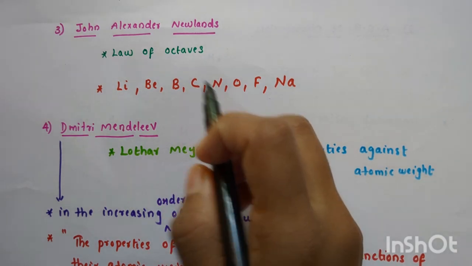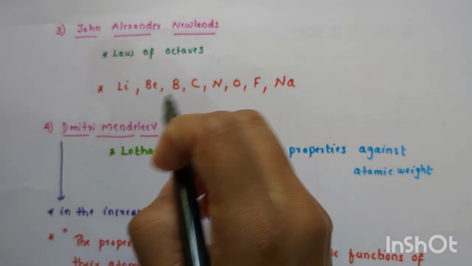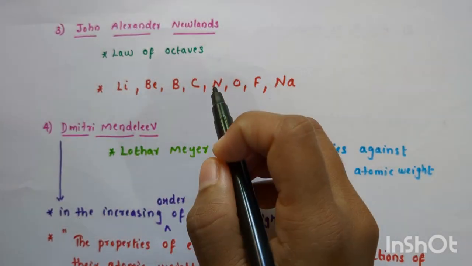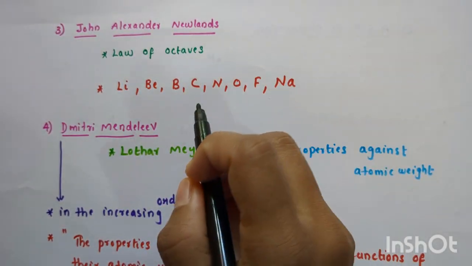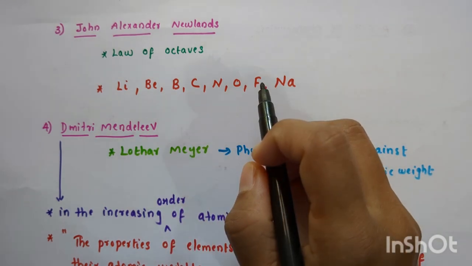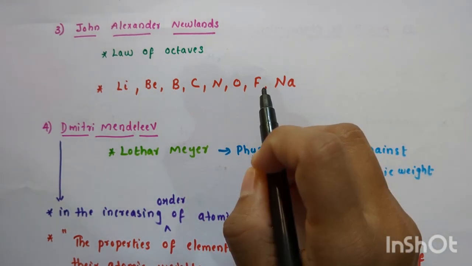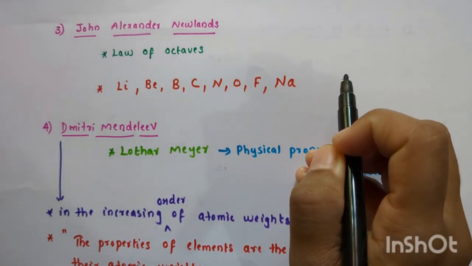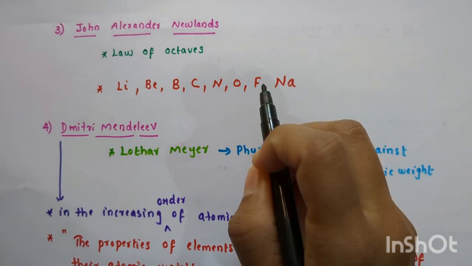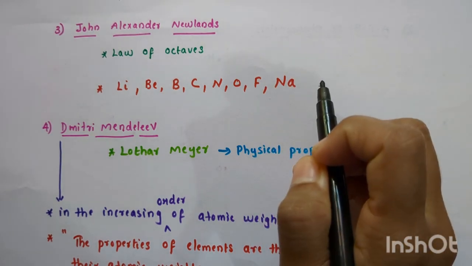So he compared this phenomenon to the octaves in music, where the notes repeat at intervals of 8. For example, when we consider the notes in music like sa, re, ga, ma, pa, da, ni, sa, the first one is sa and the eighth one is also sa.